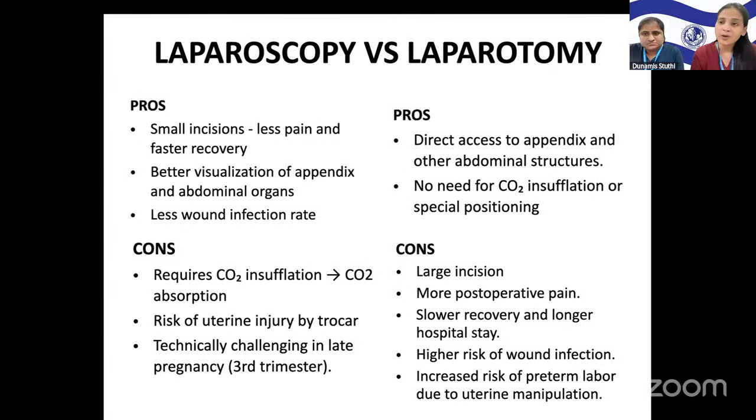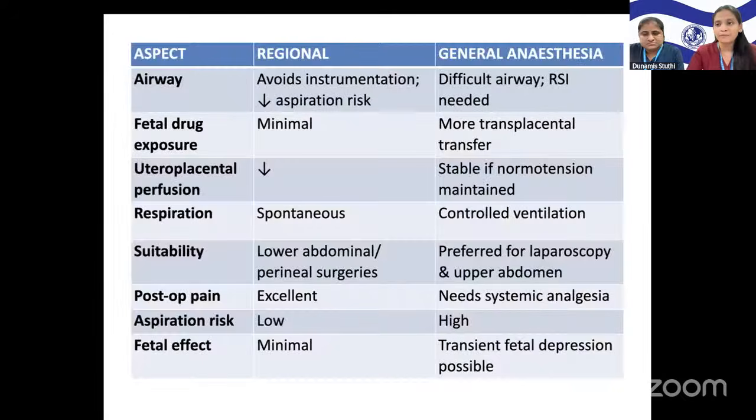Now, in laparotomy surgeries, there is direct access to the appendix. The surgeon directly visualizes the organ, and there is no need of CO2 insufflation and no need of any specialized positioning. The disadvantages will be larger incision, more post-operative pain, slower recovery, longer hospital stay, and higher risk of wound infection. In laparotomy surgeries, one of the main drawbacks is increased risk of preterm labor if there is uterine manipulation, which is done intra-op.